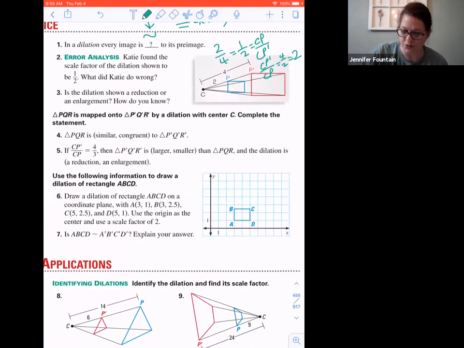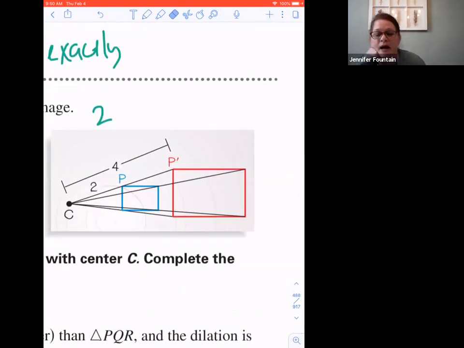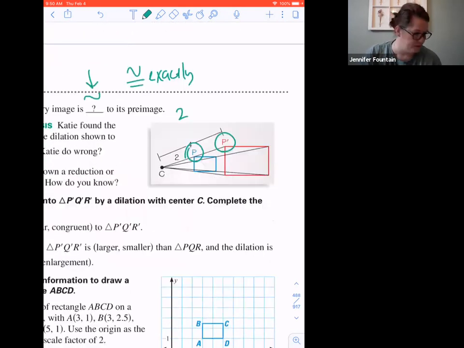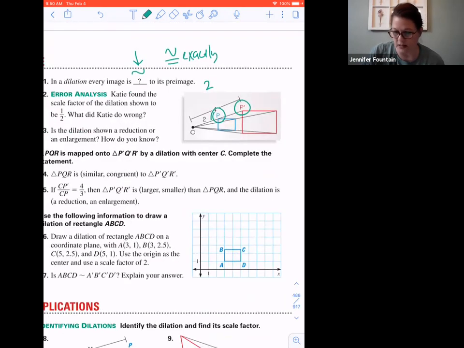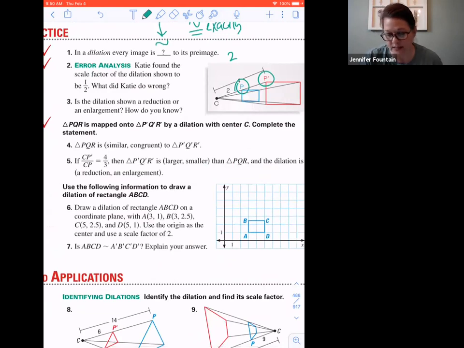It says, in the dilation shown, is the dilation shown a reduction or an enlargement, and how do you know? So remember, back from chapter 7, my letter by itself is my pre-image. My letter with the prime figure is my image. So I'm looking and I said, hey, it started little, it got bigger, it's an enlargement, okay? And then also when I look at the scale factor, remember we said the scale factor was 2. 2 is greater than 1. That tells me it's an enlargement.